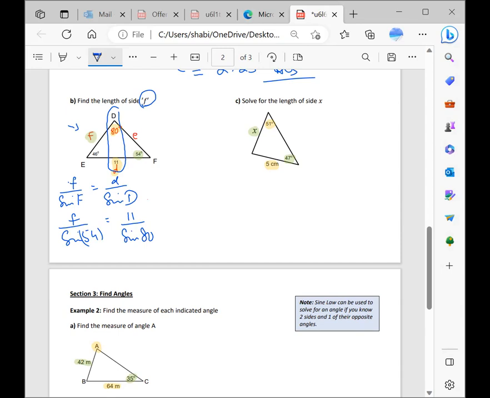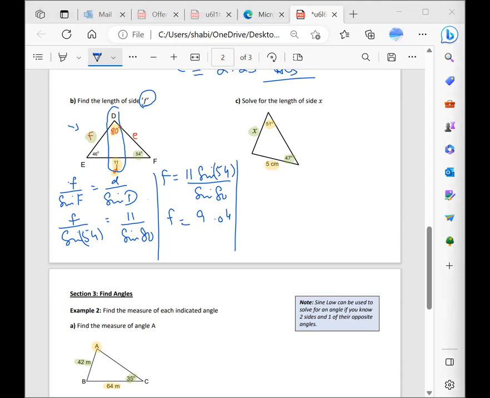So now, what to do? I'm simply going to solve it. All right, F equals 11 times sine 54 divided by sine 80. Now, if I solve it on my calculator, my answer will be equal to 9.04. That would be my answer, which is an easy one.